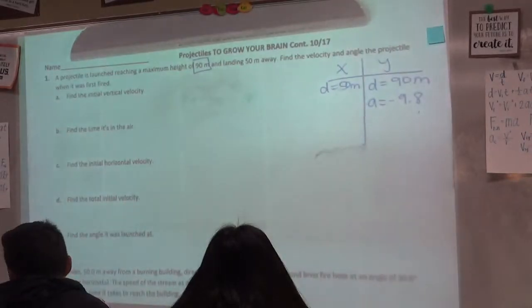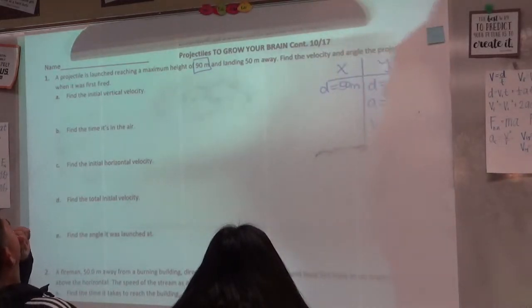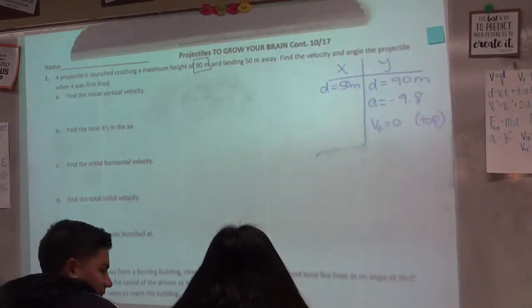The acceleration, as long as we are on Earth, the acceleration is negative 9.8. And anything else? VF for X or Y? For Y is going to be what? At the top. Now this is always true, whether it's useful, depends.